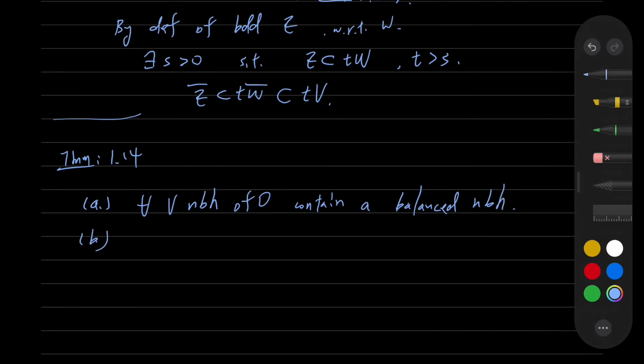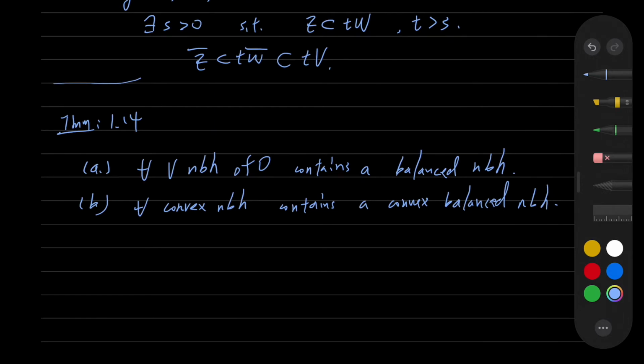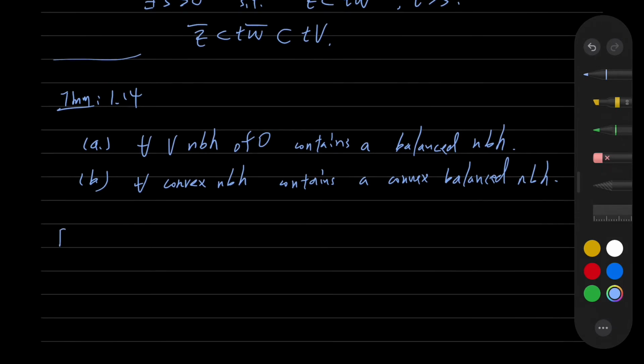And furthermore, if this neighborhood is actually convex, then it contains a convex balanced neighborhood. So the construction is actually very easy. It's a little bit tricky to verify the condition though. So let's start with the first one, which is the easier part.